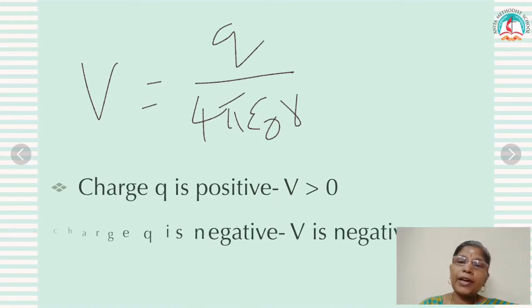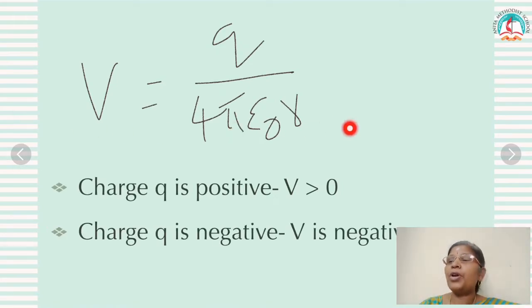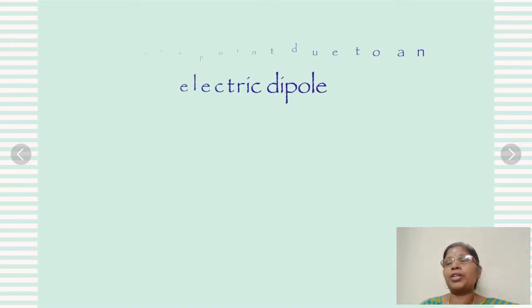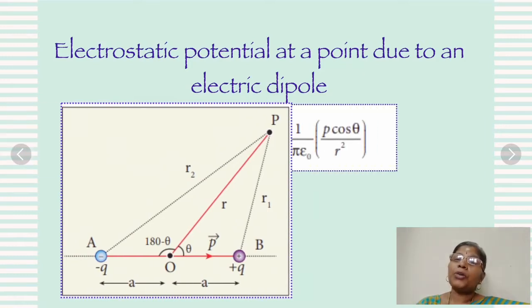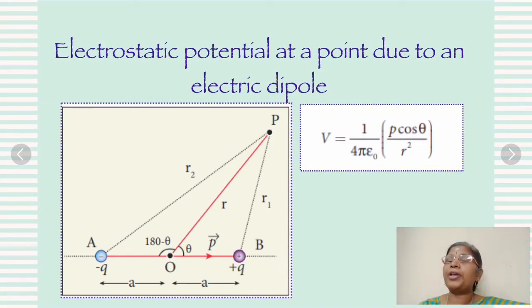What is the formula for electric potential? V equals Q divided by 4 pi epsilon 0 into R. When Q is positive, the potential value is greater than 0. When Q is negative, the potential value is also negative. Now the electrostatic potential at a point due to an electric dipole you are calculating.